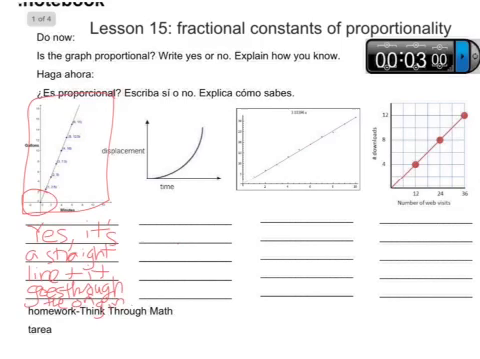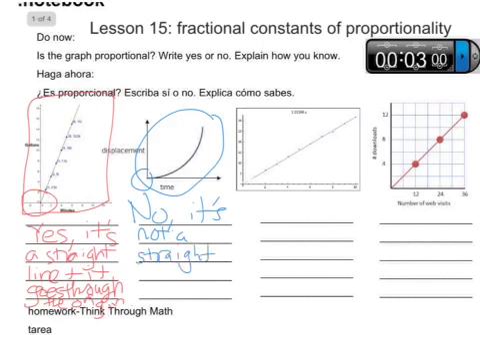However, this graph is not a straight line. Even though it goes through the origin, it's not a straight line, so therefore we're going to say no, it's not a straight line.